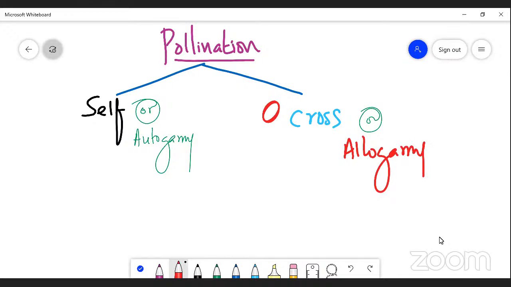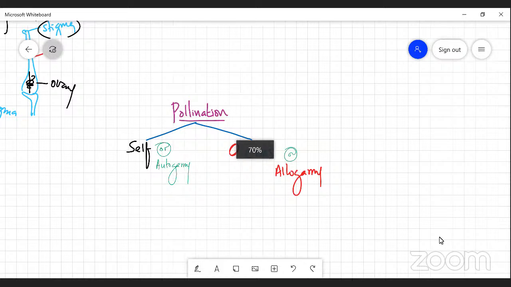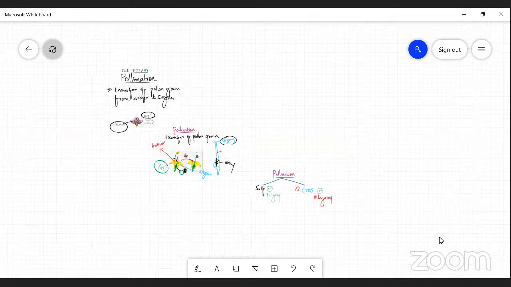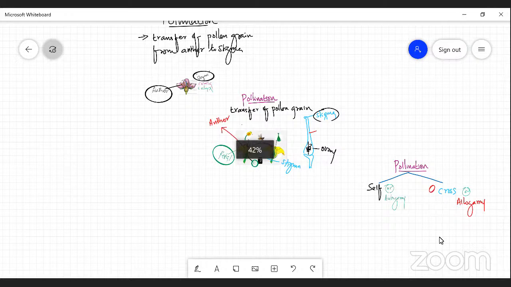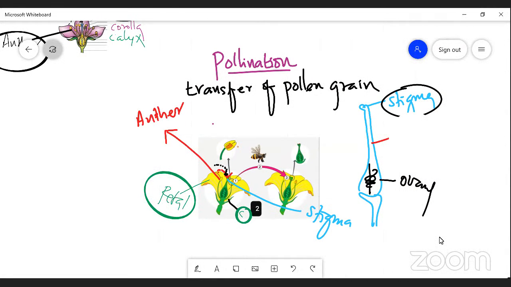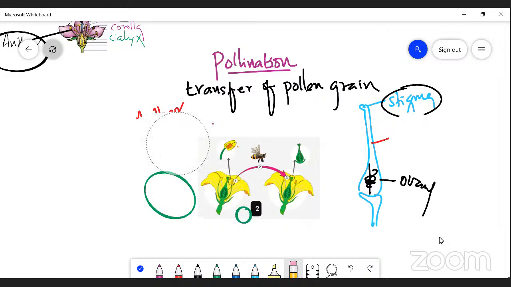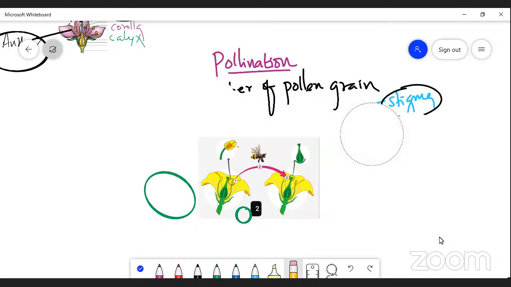I have explained two things: one is self-pollination and another is cross-pollination. Self-pollination is the transfer of pollen grain from anther to stigma that takes place within the flower. Just let me show you. This is the diagram of a flower. You can see the transfer of pollen grain. That means the pollination occurs within the flower. That is called self-pollination. Whereas cross-pollination means the pollination takes place between two flowers.